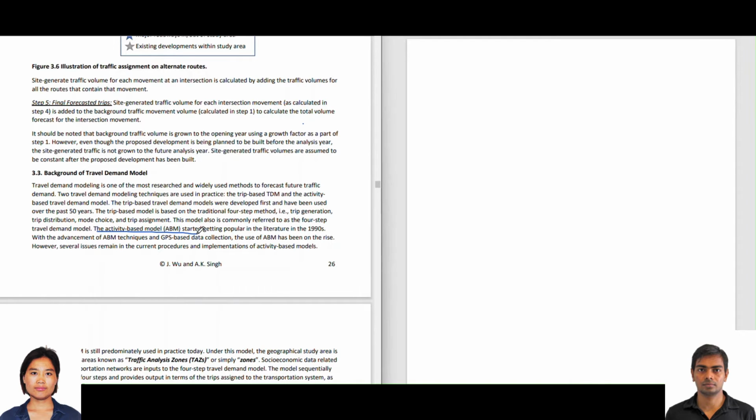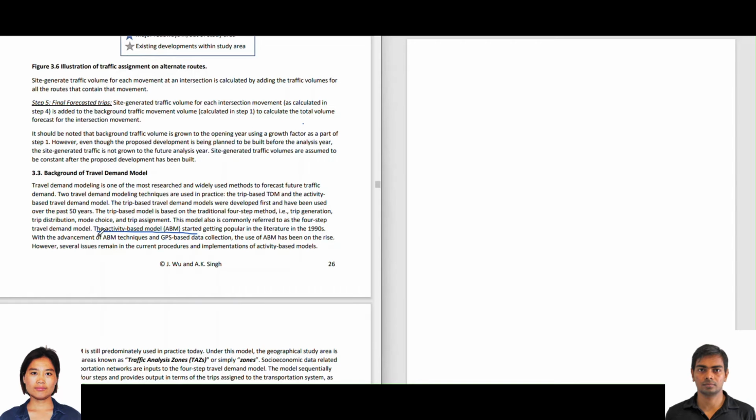For the past 50 years, four-step travel demand model has been heavily used. Activity-based travel demand models started being used later. Activity-based travel demand models were developed in the 1990s and are still being improved through research. So they are still relatively new. In my personal experience, I have noticed the bigger metropolitan cities where there is a lot of transit involved use activity-based travel demand models, and most of the other cities use four-step travel demand model.